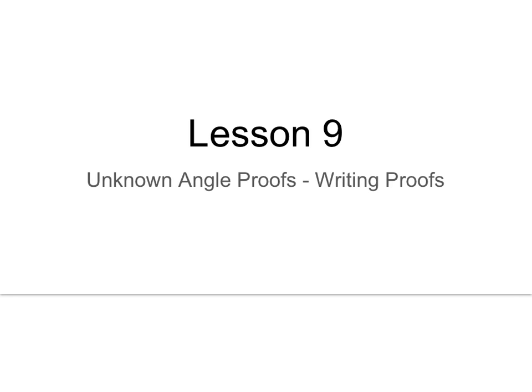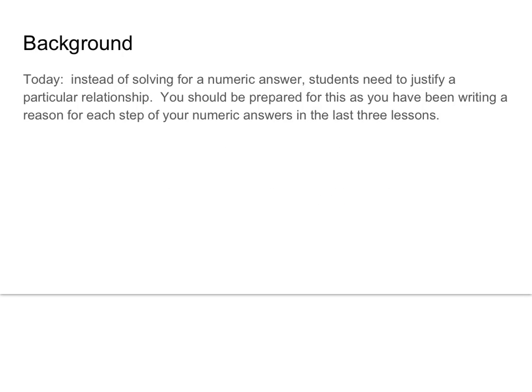All right, geometry students, we are in lesson 9, unknown angle proofs, but we're actually going to be writing proofs. Really here we're making the transition from unknown angle problems to unknown angle proofs. So instead of solving for a numeric answer, you need to justify a particular relationship.